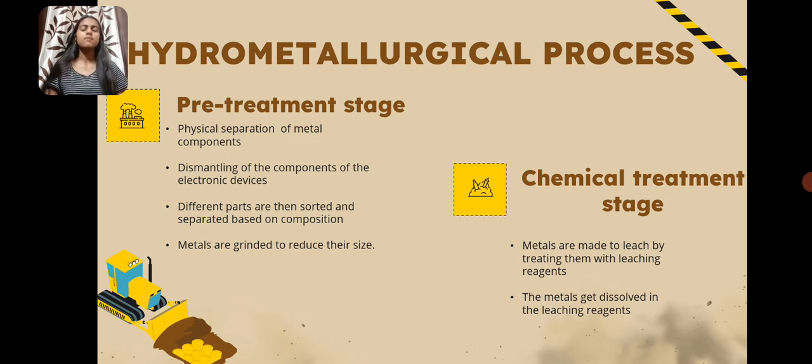Next comes the chemical treatment stage. The metals are made to leach by treating them with leaching reagents. The leaching reagents are mainly cyanide solution, acid solution or base solution. The metals get dissolved into these leaching reagents and then are recovered.